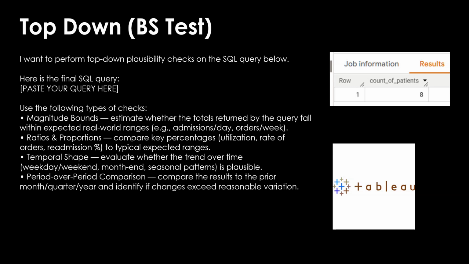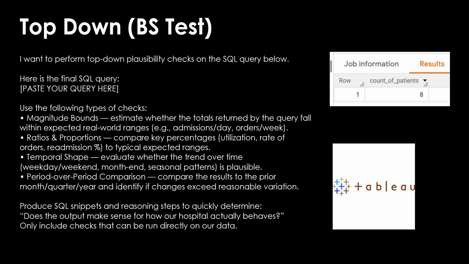Say, I want to do a magnitude check. How many admissions per day? How many orders per week? Speak out some of those needs that you have for magnitude checks in order to get that sense of, is this BS data or not? And then tell it what you need. Produce SQL snippets and reasoning steps to quickly determine. Ask it to help you think through this problem and how you can get comfortable with whether or not it produced good data. So another prompt template you can take and bring out to your data in order to check.